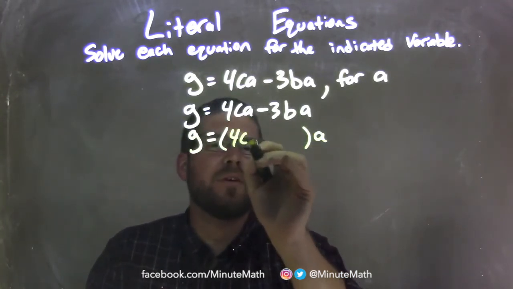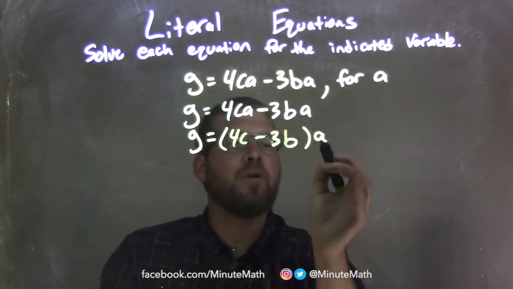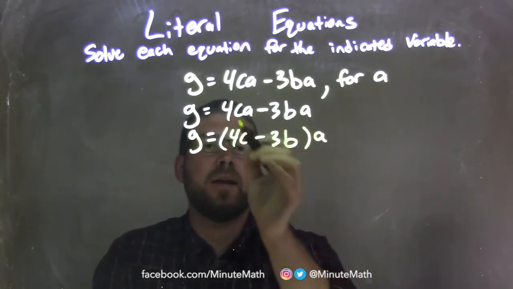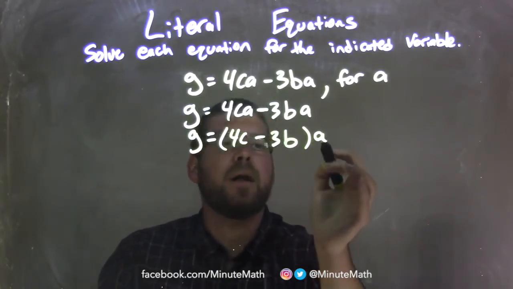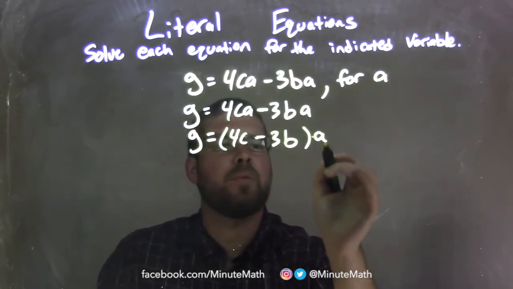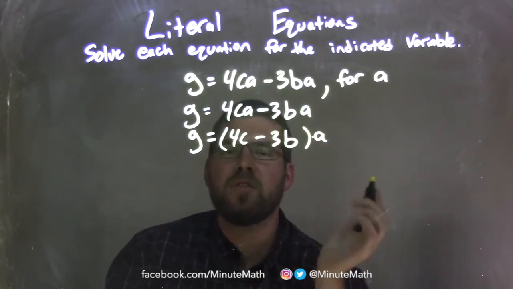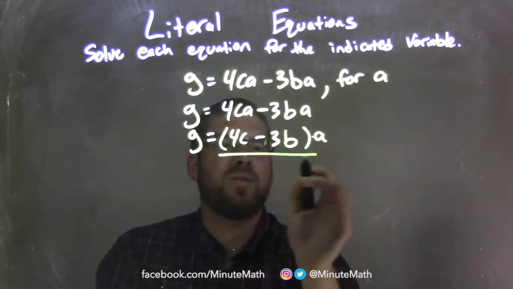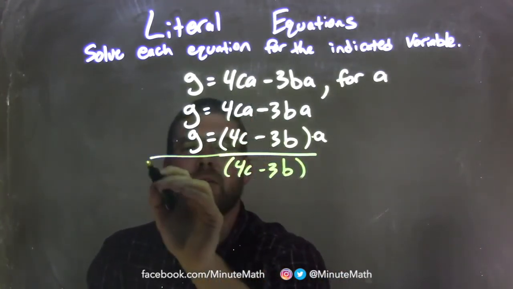Now we're left with a times 4c minus 3b. Now take a moment to think about that. If I multiply the a back into both parts, I'd get 4ca minus 3ba, right? But by pulling it out here, I now have multiplication by a. There's only one a now left, which makes it nice. So now I just need to divide by what's inside the parentheses, 4c minus 3b, on both sides.